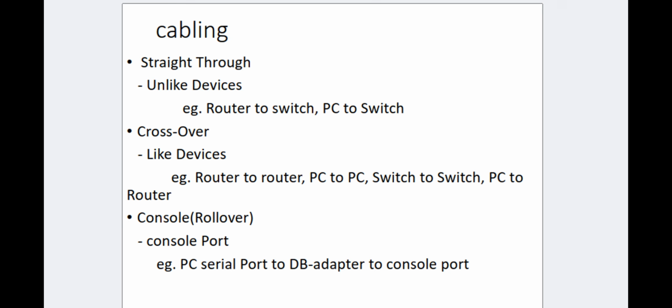LAN technologies, cabling. Straight through is for unlike devices, e.g., router to switch, PC to switch. Crossover is for like devices, e.g., router to router, PC to PC, switch to switch, PC to router. Console, or rollover, is for the console port, e.g., PC serial port to DB adapter to console port.